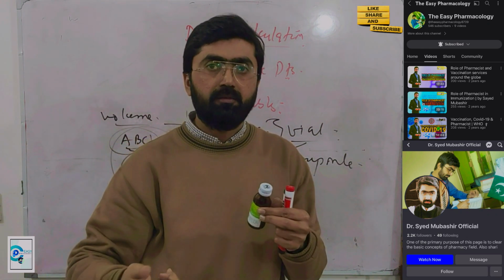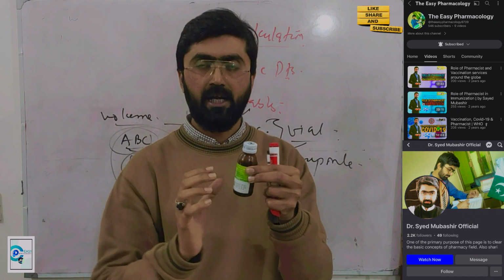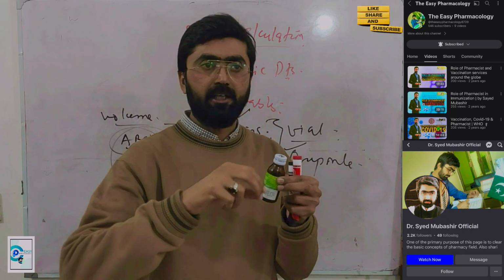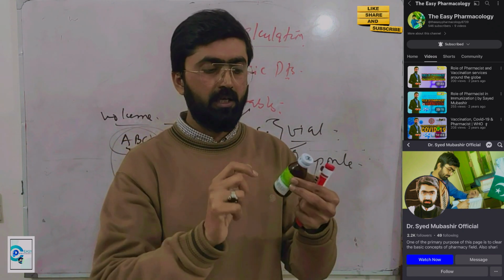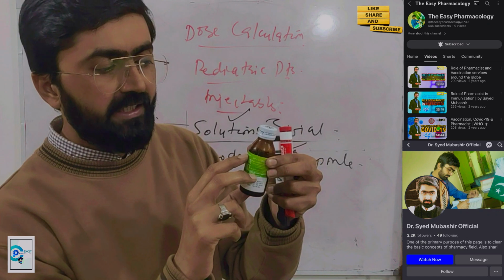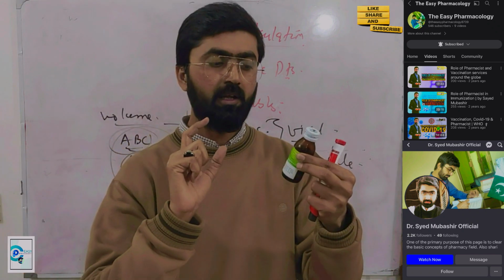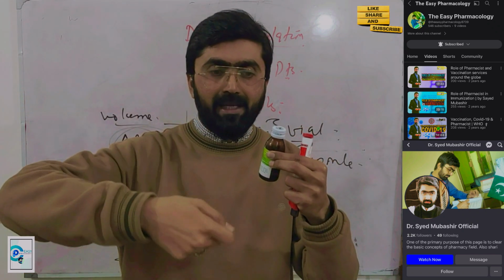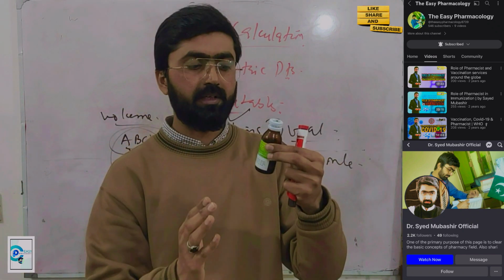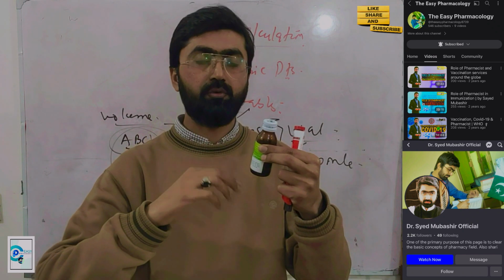But we are concerned with the strength mentioned on the label of that container. And what is the strength? The specific quantity of active ingredient or drug in a specific quantity of the vehicle. Let's suppose on this bottle of syrup it is written that each 5 ml contains 125 milligram of the drug. So this is the strength. It means if we take 5 ml from this bottle, that 5 ml will contain 125 milligram. This is the point we are concerned with.